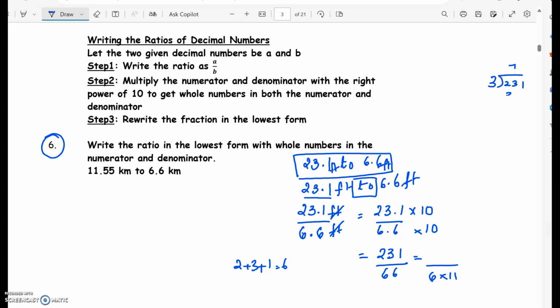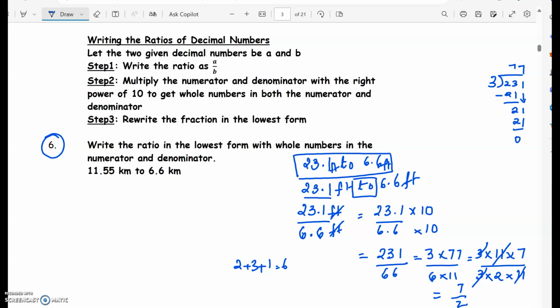3 sevens are 21. The remainder is 2 when we subtract 21 from 23. 3 sevens are 21 and the remainder is 0. So we write it as 3 times 77. And clearly 77 is divisible by 11. So we write it as 11 times 7. 6 is divisible by 3. So that's 3 times 2 times 11. Cancel the 3's, cancel the 11's. We have 7 to 2.